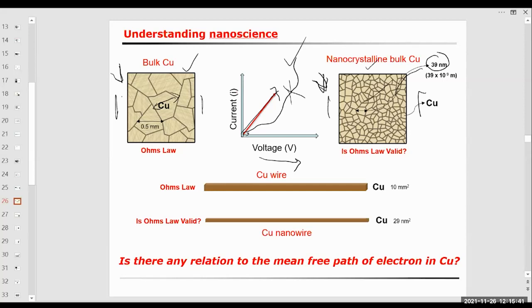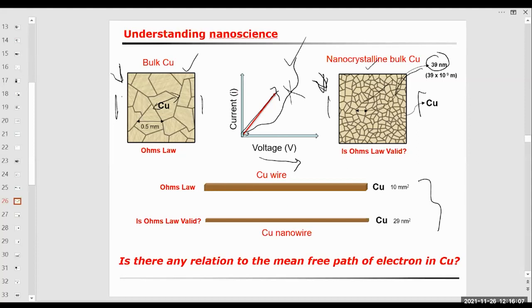You have to change the law. You have to find out yourself based on experiments, or theory, or whatever it takes, and formulate another law, if possible a universal law, if possible a fundamental law, to explain the electrical conductivity in bulk nanocrystalline materials. And the same is applicable in the case of wires too.